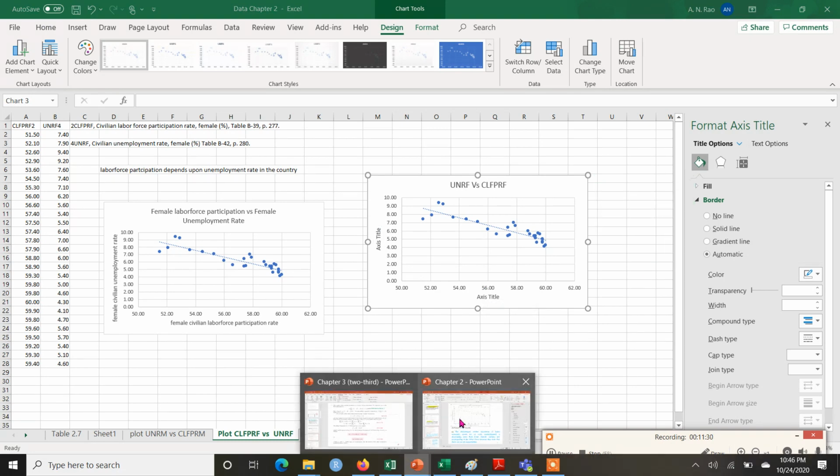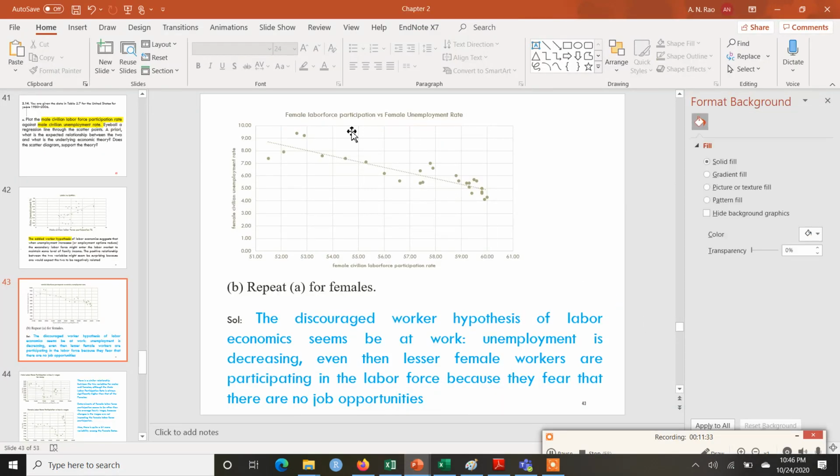So coming back, we have plotted. Now you can see that there is a decreasing relationship between female labor force participation rate and female unemployment rate. So now what is the explanation? This time we are analyzing the relationship between labor force participation and unemployment rate, but this time the gender at hand is female. So the discouraged worker hypothesis of labor economics seems to be at work, which means that unemployment is decreasing. Even then, fewer female workers are participating.